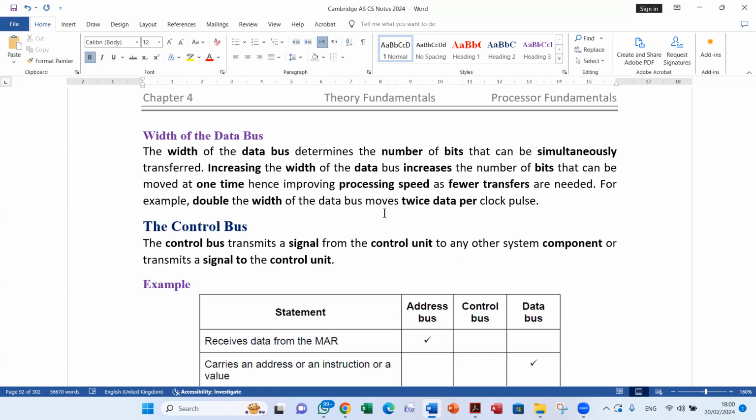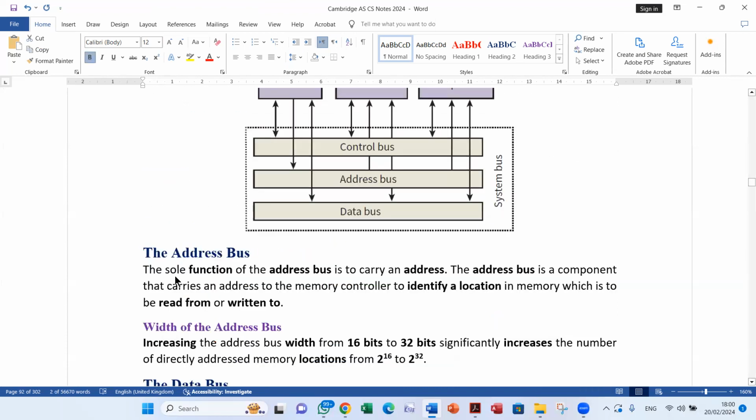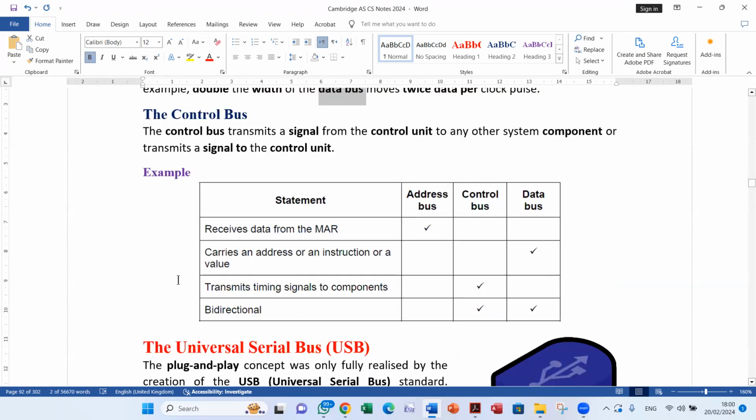For example, doubling the width of the data bus moves twice the data per clock. So this is the address bus, the data bus, and then the control bus. The control bus transfers a signal from the control unit to all other system components, or transmits a signal to the control unit when it's an interrupt signal.